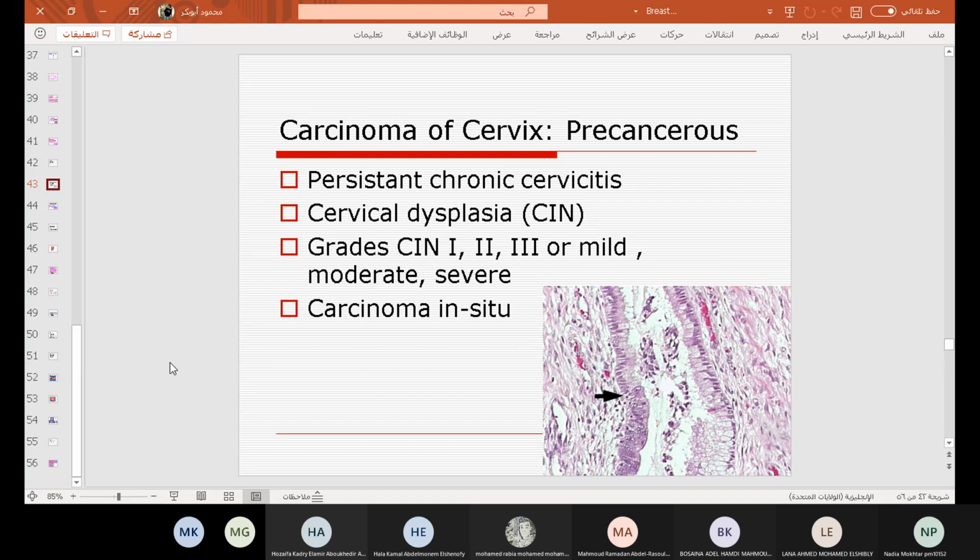Now, cervical cancer occurs because of the persistence of precancerous conditions that were not treated. So persistent chronic cervicitis harboring the virus will develop cervical dysplasia or CIN. And the grades are 1, 2, and 3: mild, moderate, or severe. Lastly, carcinoma in situ. When we see all these, we know that the lady has precancerous conditions leading to the occurrence of invasive carcinoma.